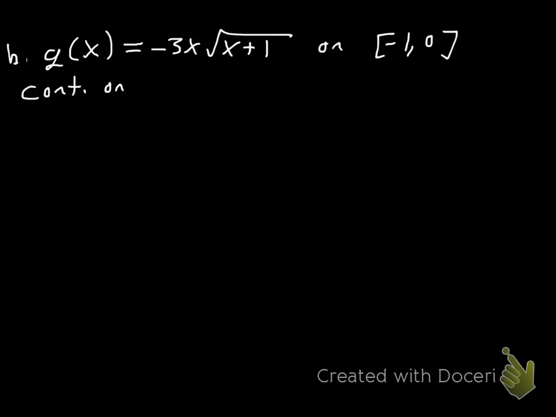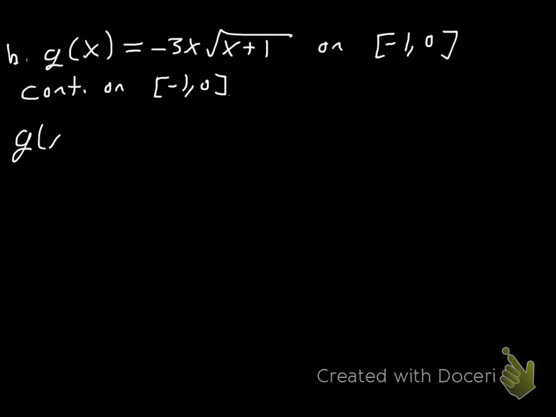Alright, if we look at another example here, we have this g of x function, which is equal to negative 3x times the square root of x plus 1. And we're going to consider it on the closed interval negative 1 to 0. Negative 3x is a continuous function, and the square root of x plus 1 is also a continuous function. We are on the domain of the square root of x plus 1. Square root of x plus 1 is defined for x greater than or equal to negative 1. So we're okay there. We're continuous on that closed interval.